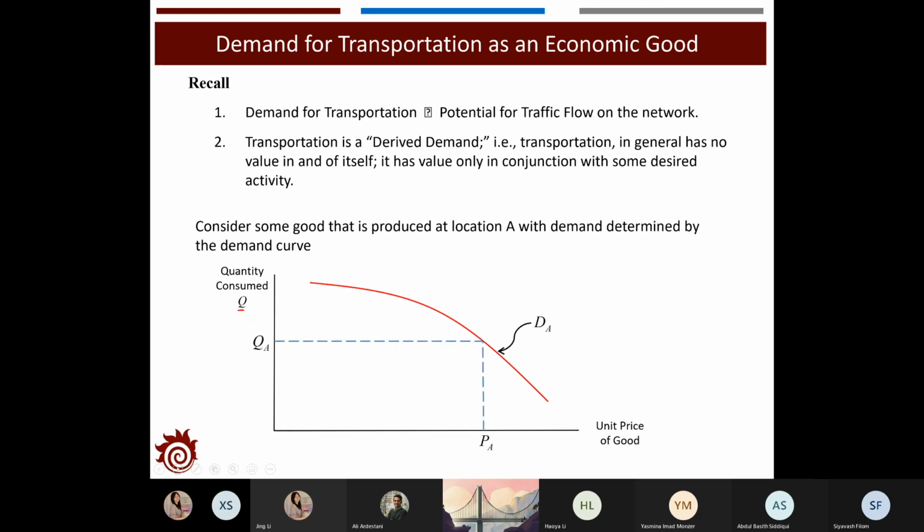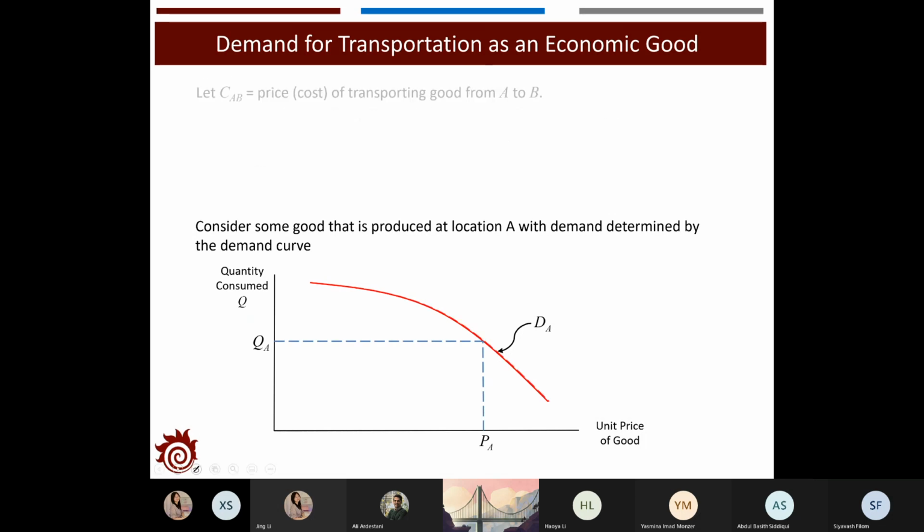At location A, with one price, we have one quantity. But if we consider a transportation service, say there's also some demand at location B, and location B is a certain distance away from location A. If we want to transport the product from A to B, you need to spend some actual cost, which will be the cost of transportation.